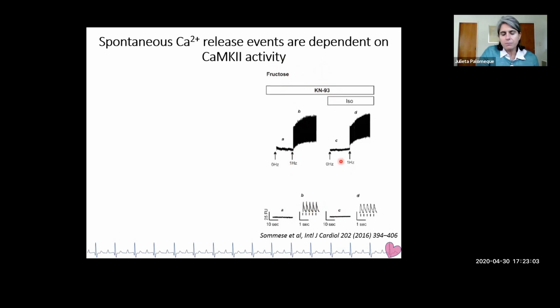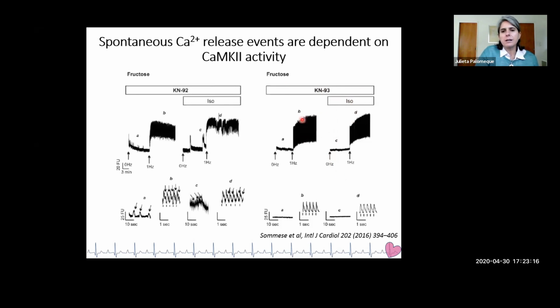And moreover, they are not magnified or unmasked any spontaneous calcium release event when submitted to adrenergic stimulation. We compared these results with the inactive analog of KN93, KN92, and we could see here the spontaneous calcium release events at quiescent conditions or even when the cells are paced.